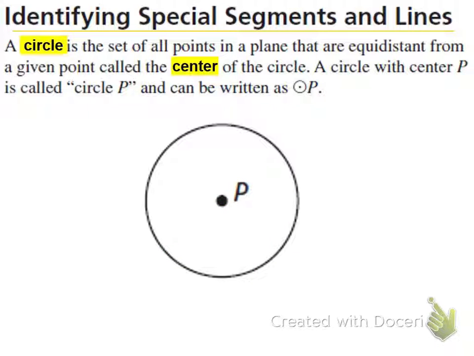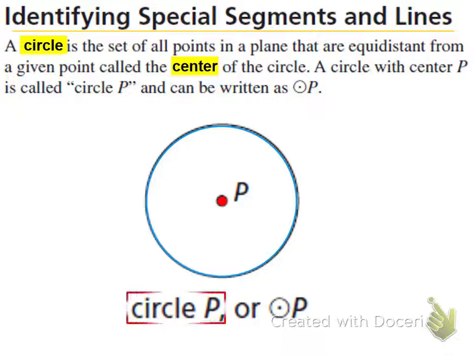When we name a circle, you can write this down. You can write down the letter P in the center of your circle. We name a circle by the center, so this one would be called circle P. Or you would draw a circle symbol, and you would still use the center, so circle P. Either one. Usually I use the word because it's easier to type than finding a circle symbol. But it's up to you which one you want to use to name a circle.